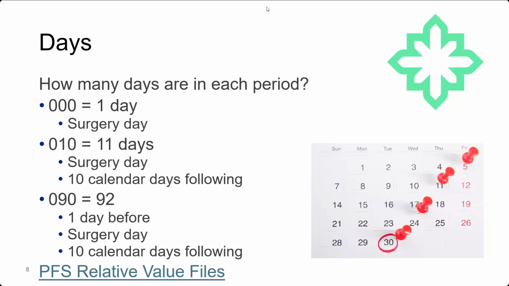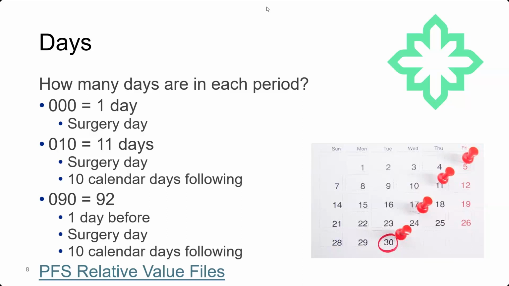We're going to take a look at these files in just a little bit, so bear with me as we get through some of these base definitions. Now, there's also 010, which really equals 11 days. So that's the day of the procedure plus 10 days following. That's an 11-day concept. So the day of surgery and 10 days following. These are both considered by CMS to be minor procedures.